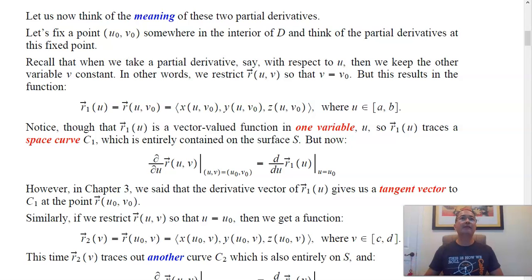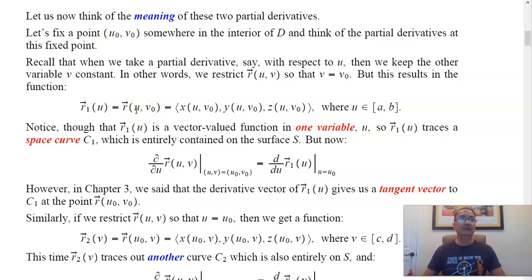Okay, so now that we have a parametric surface, let's fix a point u0, v0 somewhere in the domain D. Right now we have a rectangle, so pick a point inside the rectangle. So let's think about the partial derivative with respect to u. What we say is, fix the other variable v constant. Let's call that constant value v sub 0. So we have r of u, v sub 0. That's only going to depend on u.